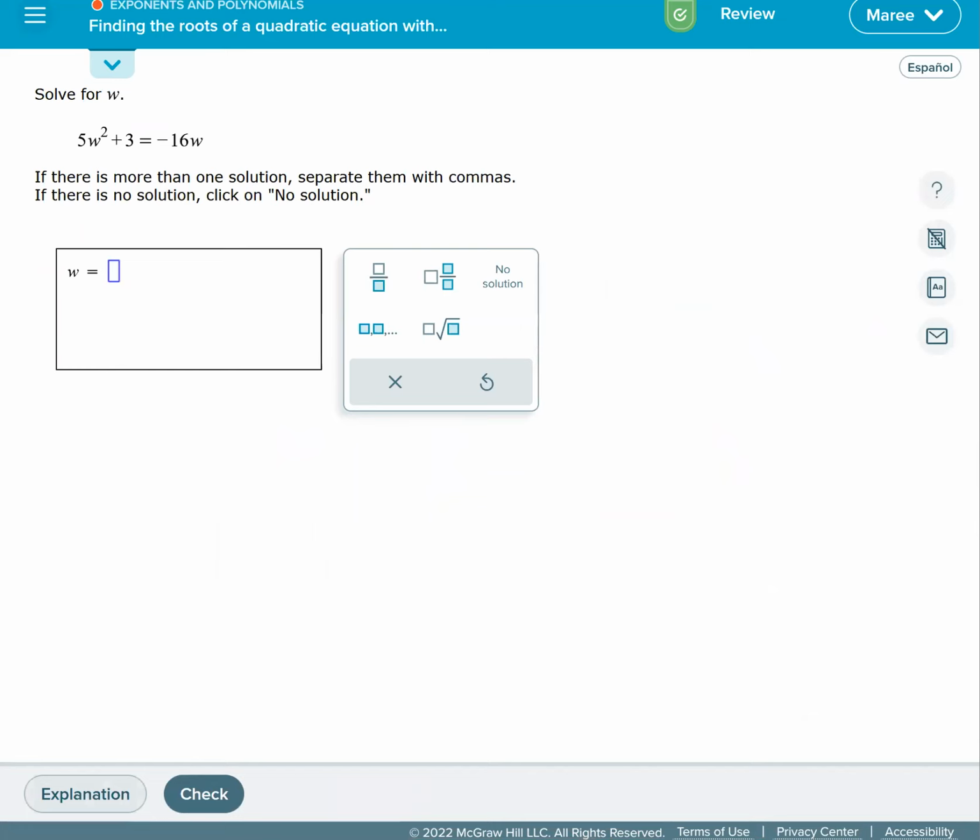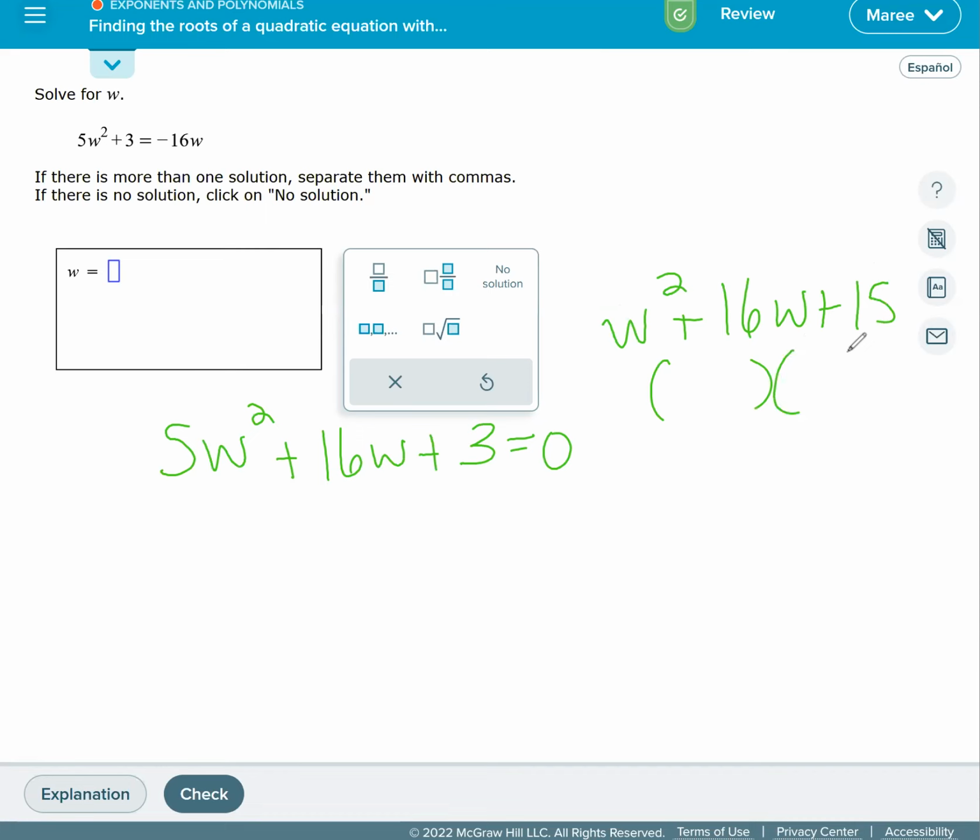Okay, let's go ahead and just do one more, simply because these are so much fun. So we have 5w squared. We're going to add that 16w and add 3 to get 0. 5 times 3 is 15. So I'm going to write w squared plus 16w plus 15, because this is way easier to factor than trying to figure out what number goes in front of w. Plus, oh, it has to be 15 and 1 so that they'll add to 16.